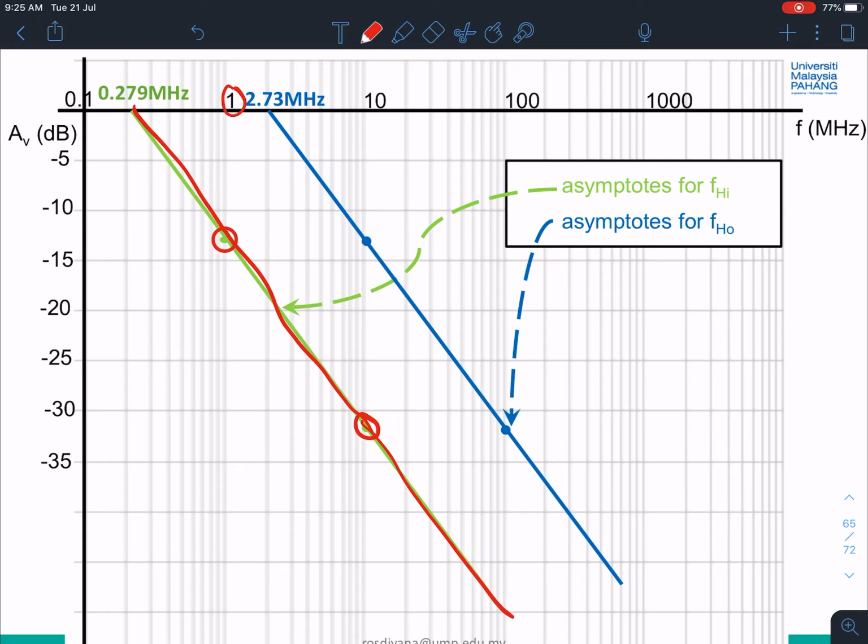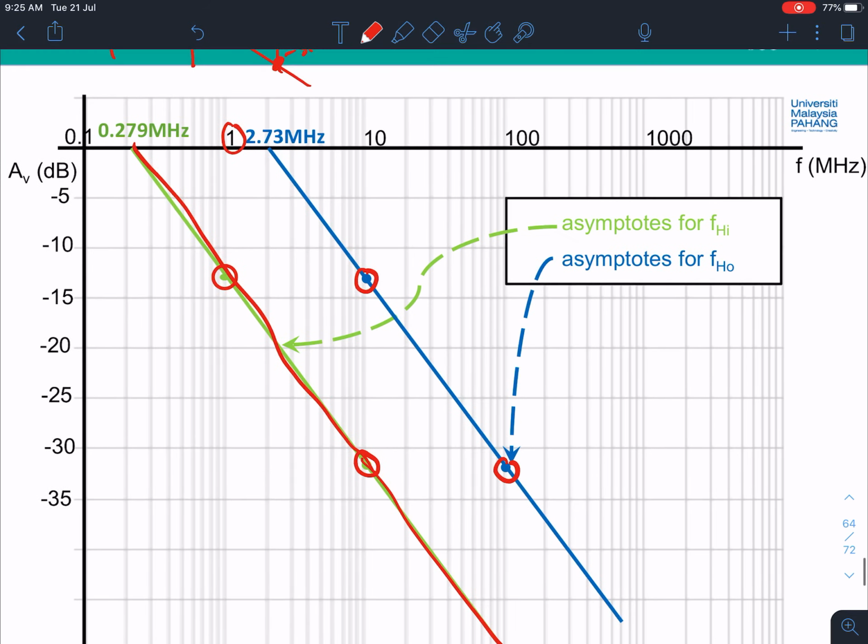Now we go to the second frequency. Plot the first point here, and then the second point is here. Just draw the straight line, and you get this frequency. You see, at this point, the real frequency is here. This value.